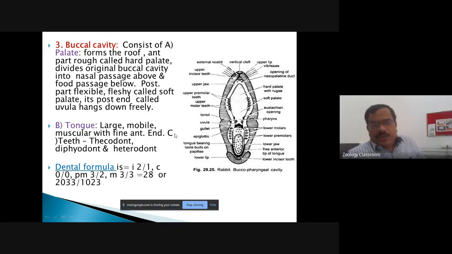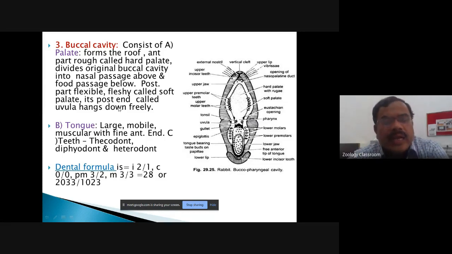If you see the teeth, in the case of mammals, three conditions of teeth are observed. The first condition is thecodont, meaning teeth are directly articulated into the jawbone. Teeth are articulated into the jawbone. This condition is called the thecodont condition.